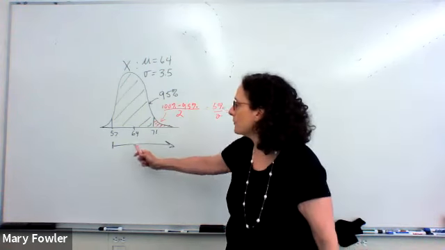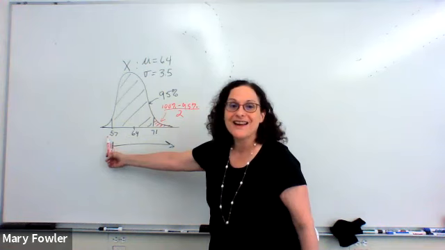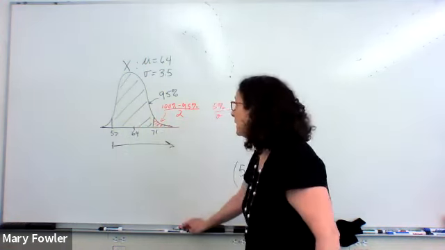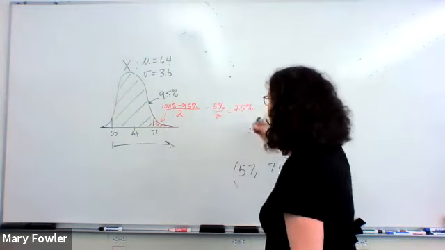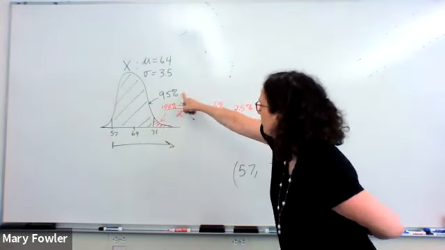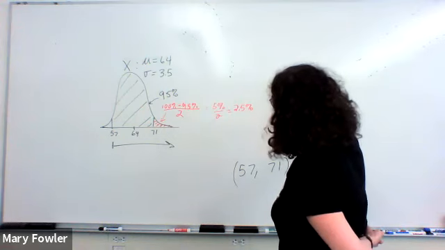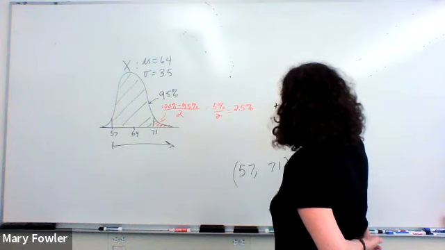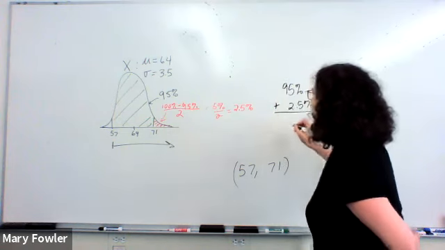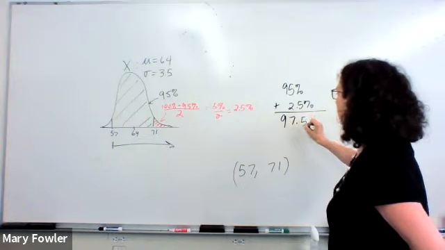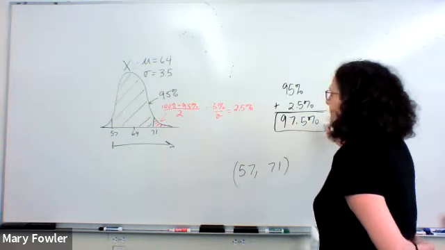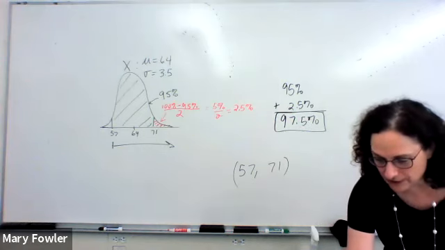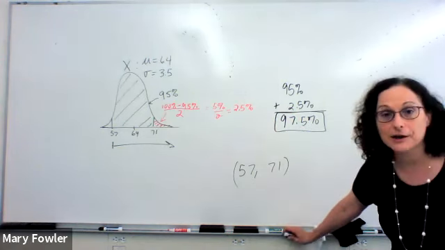So the total number of people that retire at an age greater than 57 is going to be the 95 plus the 2.5. So we have 95% plus 2.5%, and that gives me 97.5%. So that's the answer to the second question in the notes. What percentage of the population retire at 57 years or older?